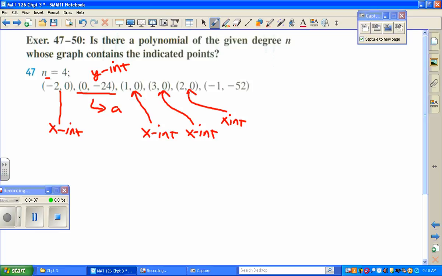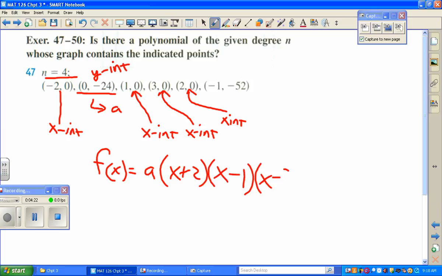It says it's to the 4th degree, so all these are going to be to what degree when you write them? There's 4 of them, so they're all going to be to the 1st degree. So I have a times x plus 2, x minus 1, x minus 3, x minus 2. What do you do with them? That's the kicker. We find our equation. This tells us what a is.